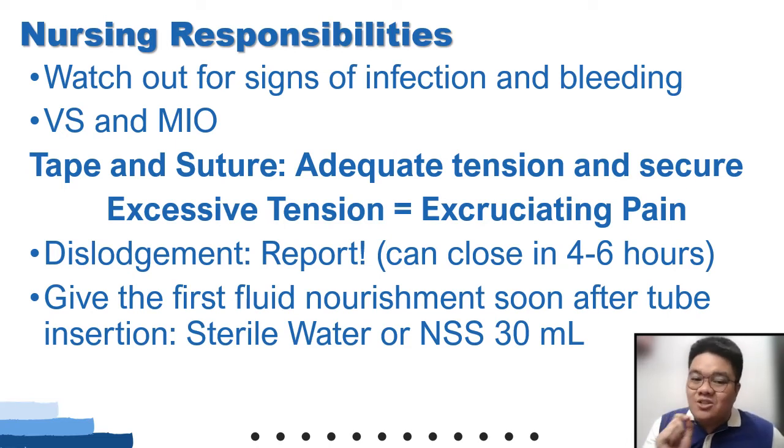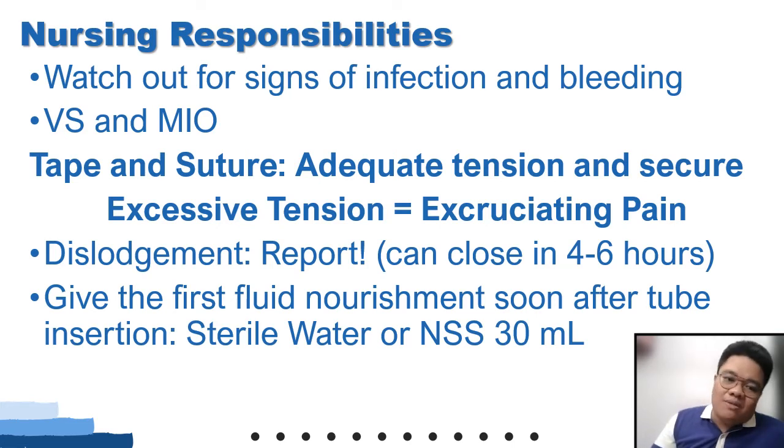So class, you tape and suture. Class, the taping and the suturing is actually done by the physician. Okay, of course, it is the physician who's doing the suturing. In this case, guys, what you will be doing as nurse is to ensure that there is adequate tension and security on the part of the suture and the tape. In other words, you're ensuring that the tube is attached properly to the patient. Because class, excessive tension, when I say excessive tension, there's too much pulling or the suturing is too tight, the tape is too tight, it may lead to excruciating pain on the part of the patient.